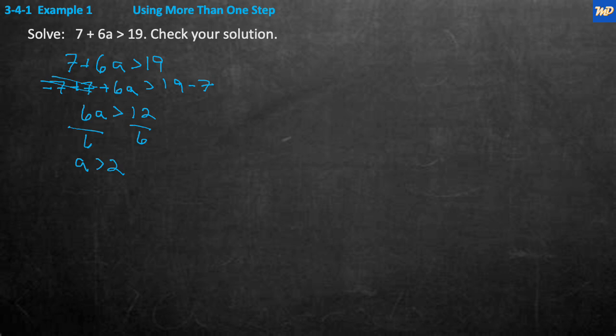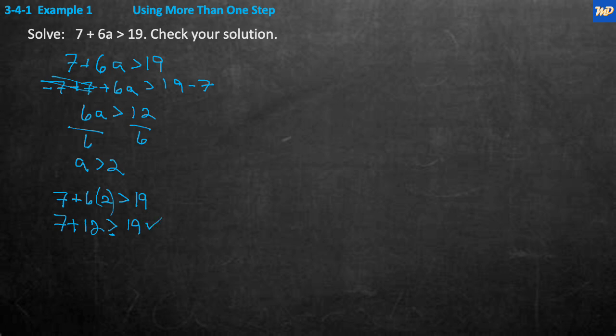If we want to check whether this is correct, to prove it, check your solution, we can put the 2 in for the a. So we can rewrite that. I'll say 7 plus 6 times 2. Is that greater than 19? Well, now we're really checking whether it is equal to 19 at this stage. So we say 7 plus 12. Is that greater than or equal at this point? Equal to 19. And it is. It is equal to 19.